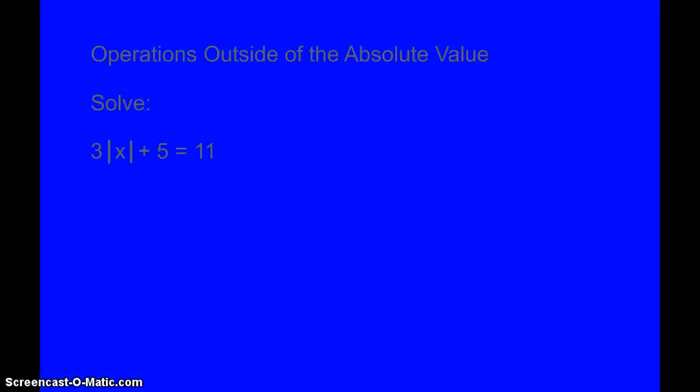Our second situation that we have to be concerned about is an operation that occurs outside of the absolute value. When you have operations outside of the absolute value, you need to solve those first. In other words, we need to get the absolute value by itself so that we can split it into two separate equations. So we follow all the same solving steps we've been using for years.